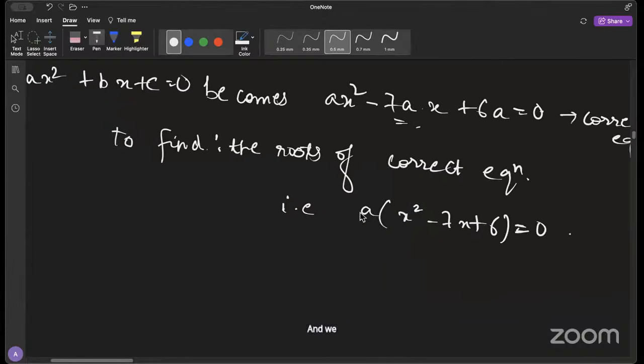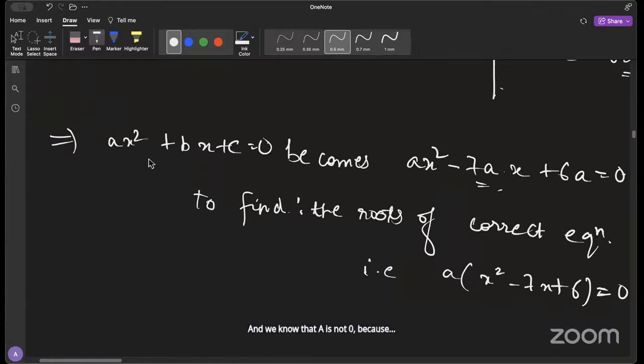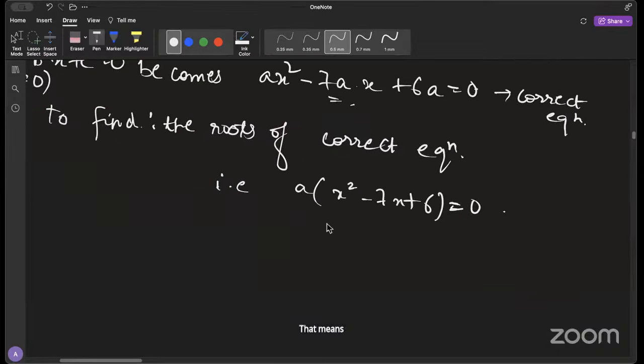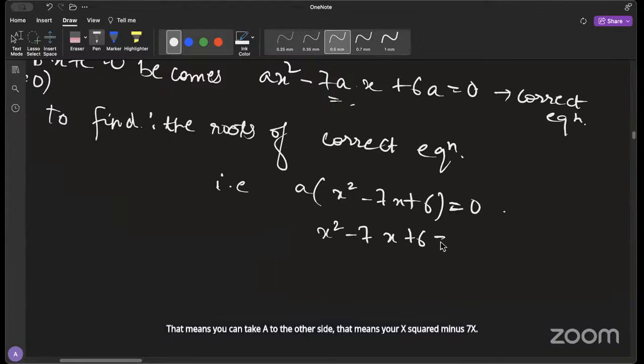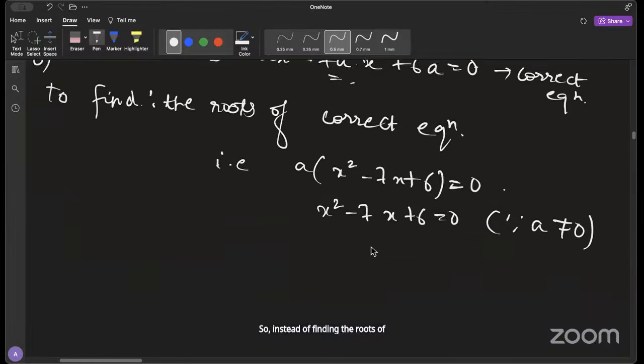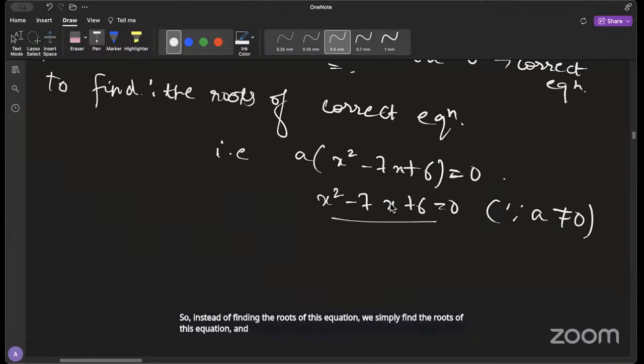And we know that a is not 0, because whenever we talk about quadratic equations, it is obvious that you can't take a equal to 0. Otherwise, it will become linear, right? That means you can take a to the other side, so x square minus 7x plus 6 should be 0 because a is not 0, right? So instead of finding the roots of the original equation, we simply find the roots of this equation, and we don't need a for it. What are the roots for this equation?